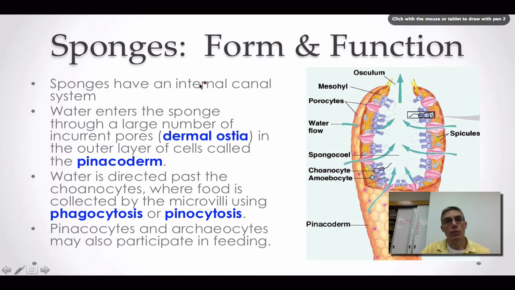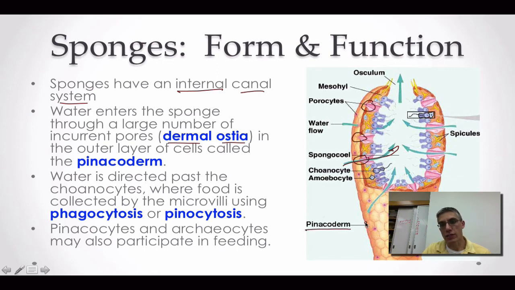Now sponges have something called an internal canal system, and the reason it's called an internal canal system is that we have water flowing continuously from the outside to the inside of the sponge. Now the water is going to enter the sponge through a special structure called a dermal ostia, and these are going to be the small openings that you're going to find in the pinacoderm, which is kind of like the skin of the sponge. Now water is going to be directed past the choanocytes.